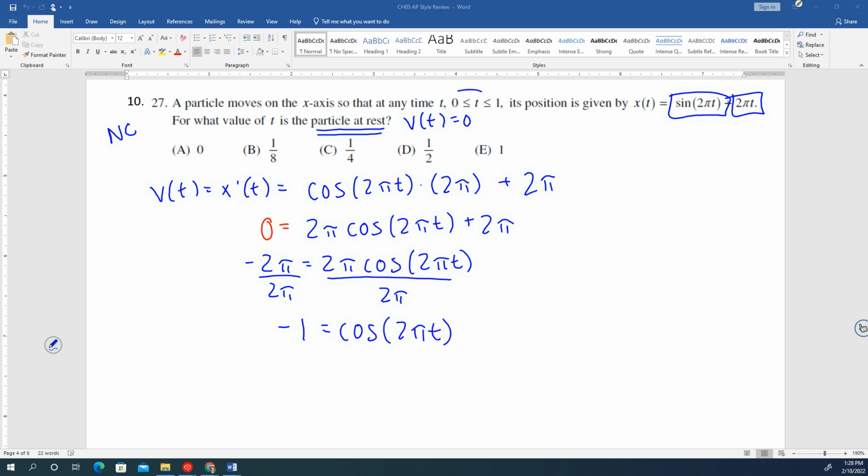And they do give us, we only want the values in between 0 and 1 for t. So then I basically asked myself, at what angles do we have a cosine value of -1? So that's here, when cosine is -1. That's at values of pi, or multiples of, I don't want to say multiples of pi, because 2 pi is technically a multiple of pi. Odd multiples of pi.